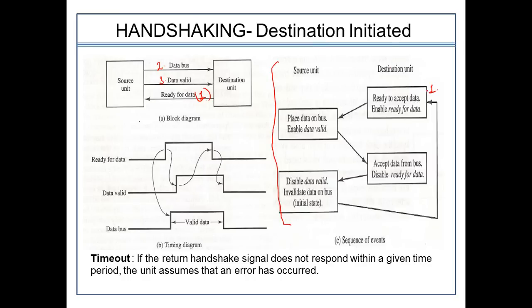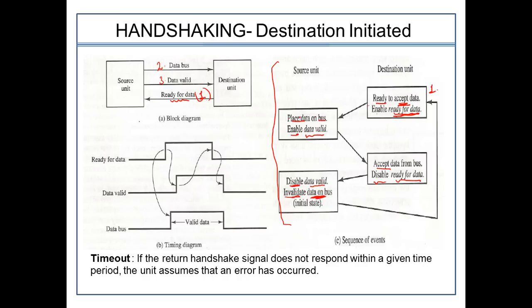First of all, the destination will send a signal to the source that it is enabling the ready for data signal, ready to accept the data. Once the source has received this signal, an acknowledgement you could say, it will place its data on the bus and enable the data valid. After the destination has accepted the data, it will disable the ready for data signal because the required data has been received. Similarly, data valid will be disabled and it will also invalidate the data available on the bus.